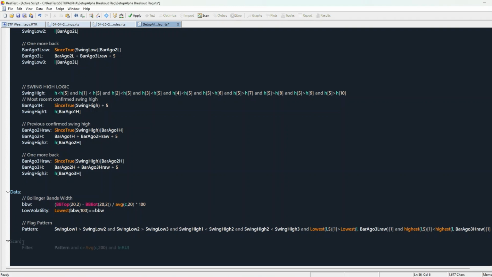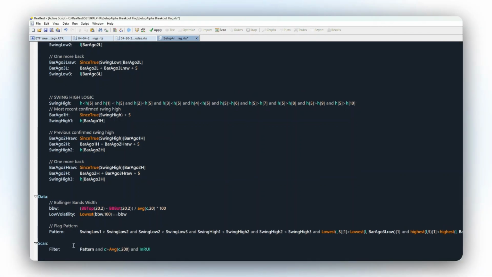Now we're building the scanner. This isn't the best pattern to trade algorithmically, because these pattern breakouts only work well if the stock has strong fundamentals, the way Minervini and Kullamägi trade them. Unfortunately, we can't backtest fundamentals in RealTest, so we're building just the technical pattern scanner.